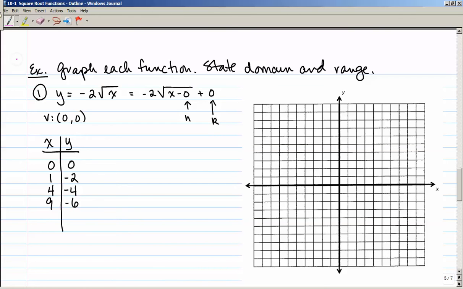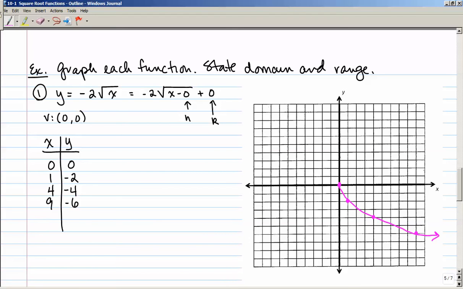And here are the points that I'm going to graph. 0, 0, 1, negative 2, 4, negative 4, and 9, negative 6. And since 0, 0 was my vertex, the graph is going to swoop out this way. Make sure you put an arrow on the end.